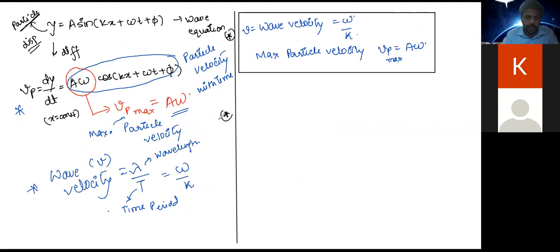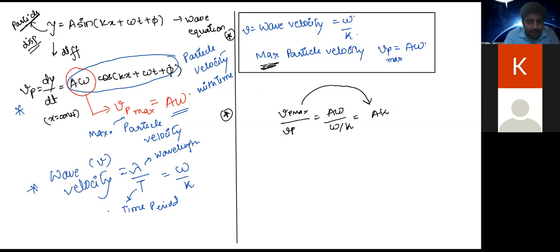Yeah, Atul, what next did we read? So then we took their ratios. Let's take the ratio. So we get Vp max by Vp. What will we get? A omega by omega by k. What do we get? A k. Omega and omega get cancelled. Class, remember, this is not the ratio of particle velocity and wave velocity. This is the ratio of maximum particle velocity and wave velocity. Very important for you to understand this.